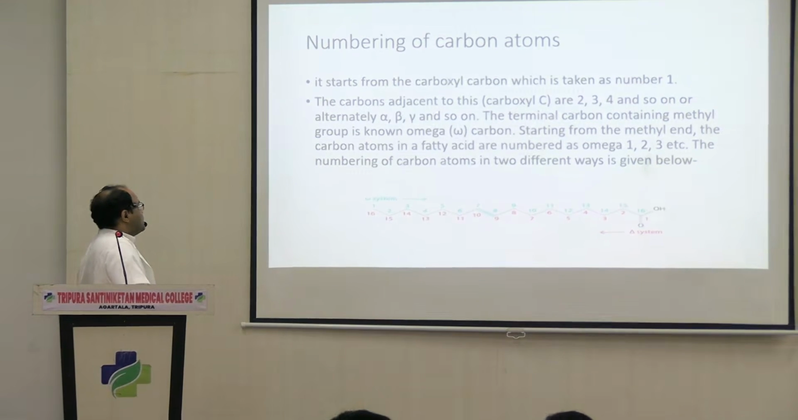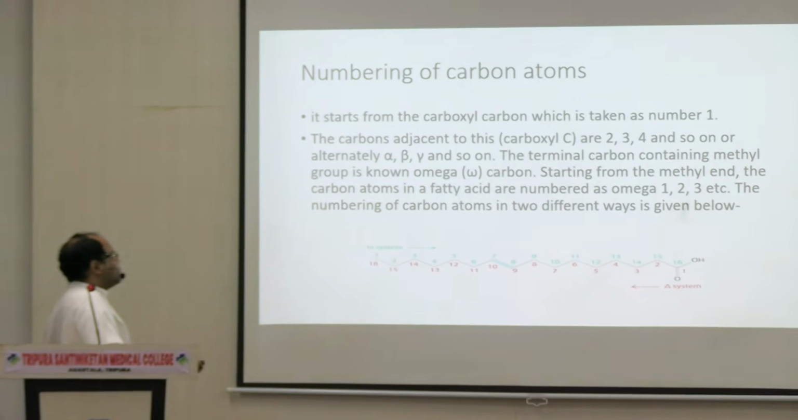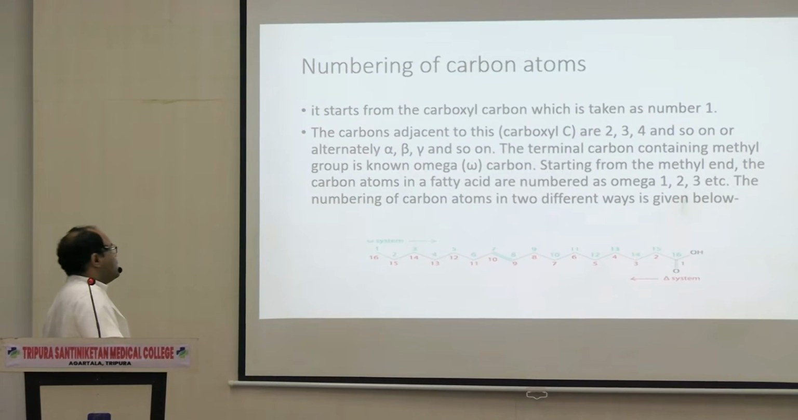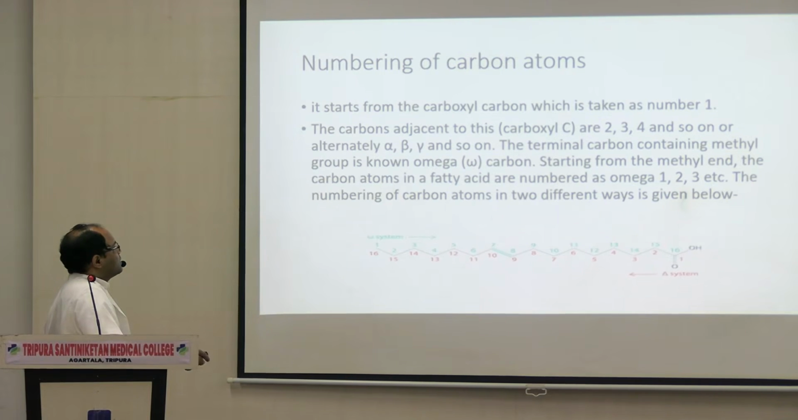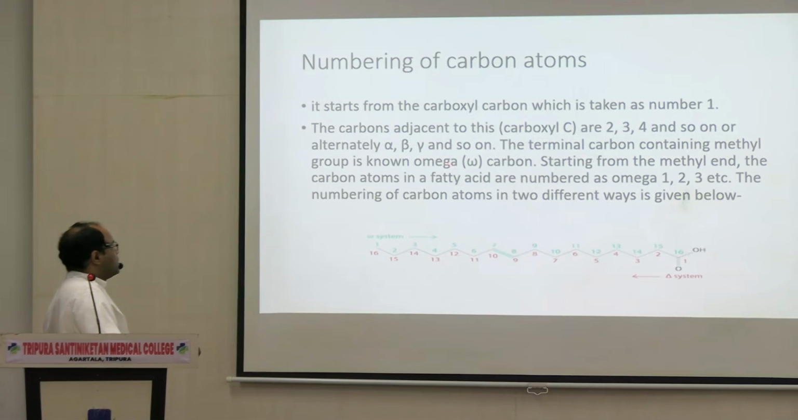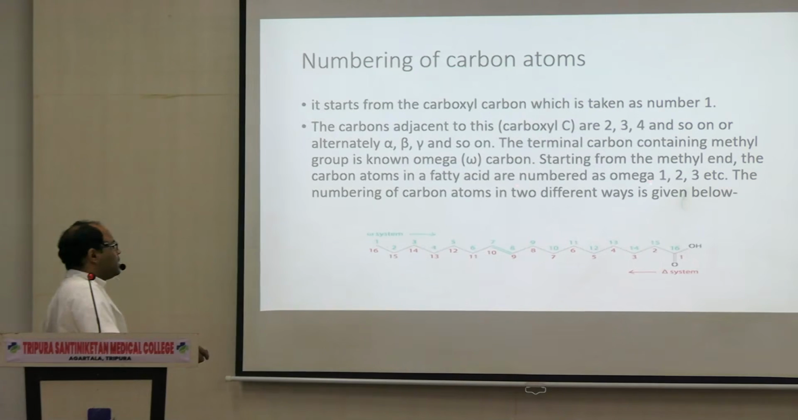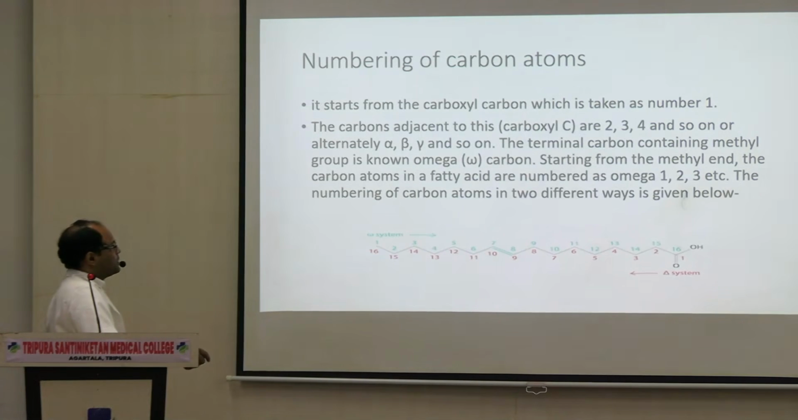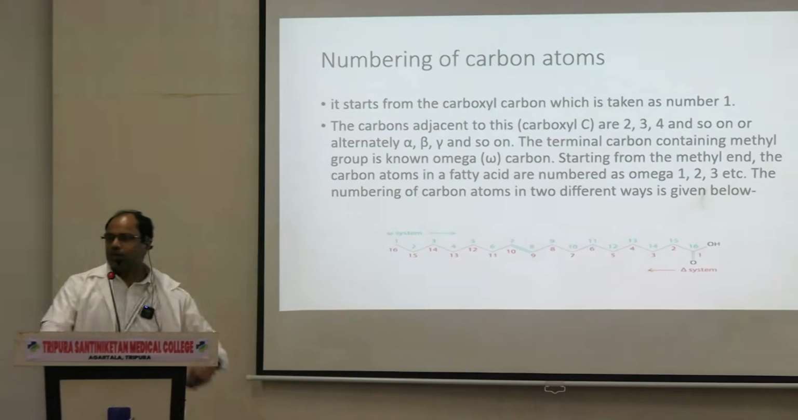So carbons adjacent to this carboxyl carbon are 2, 3, 4 and so on. Alternatively alpha, beta, gamma. Alpha starts from here: alpha, beta, gamma, delta like this. And this terminal carbon containing the methyl group is known as omega. Starting from this methyl end, the carbon atoms in the fatty acid are numbered as omega 1, 2, 3, 4 like this. Any question?